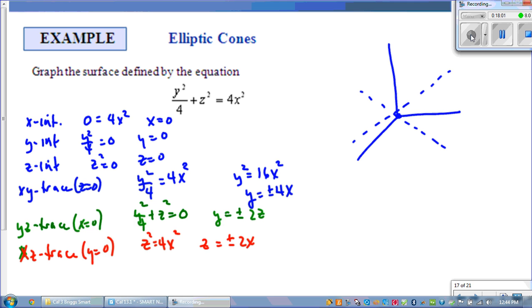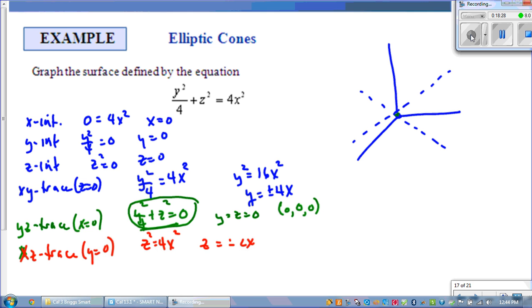Let's go back to the one previous to here. This right here only has a solution of 0, 0. Didn't look at that close enough. Right, the only way this will be satisfied is if x, y, and z are all equal to 0. So that means the point 0, 0, 0 is the only intersection with the YZ trace. So we've just got a single point there.